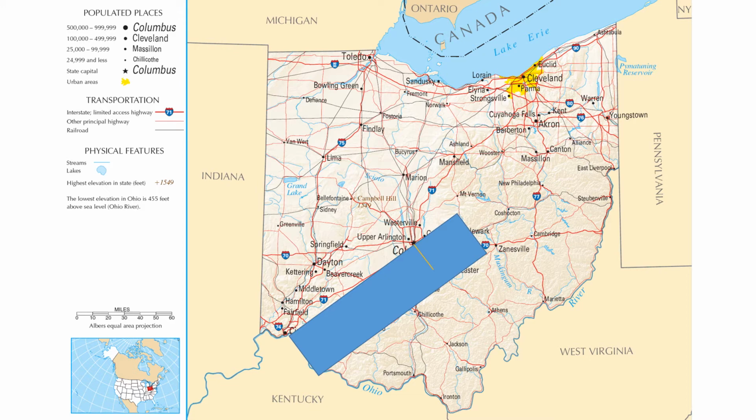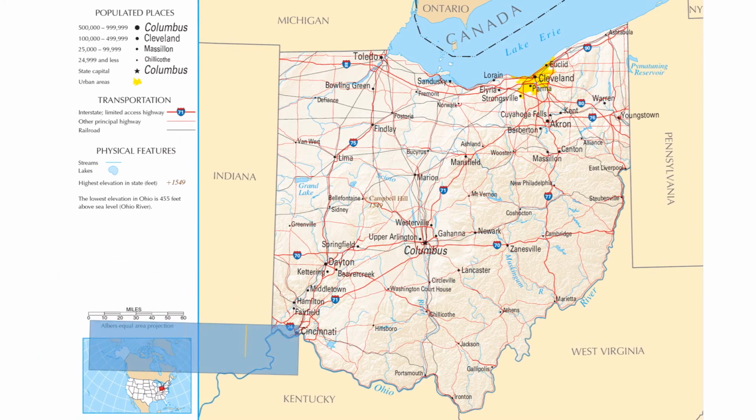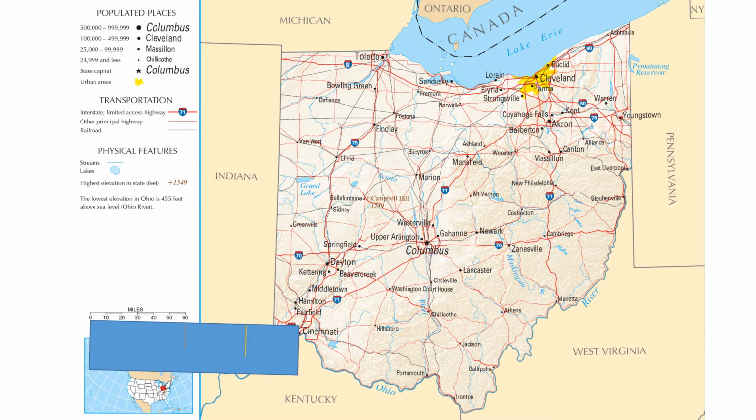Now what we're trying to figure out is the distance between this line and this line. So now we're going to use our map scale that's right here, in the bottom left-hand corner. We're going to line up that paper to the map scale. I'm going to put my corner on the 0. Okay, so now my corner is on the 0.